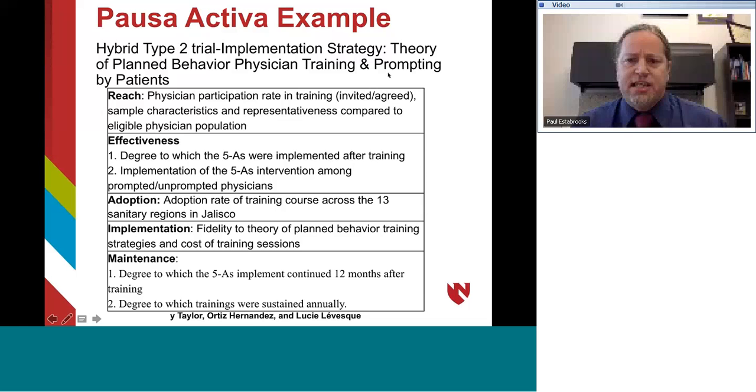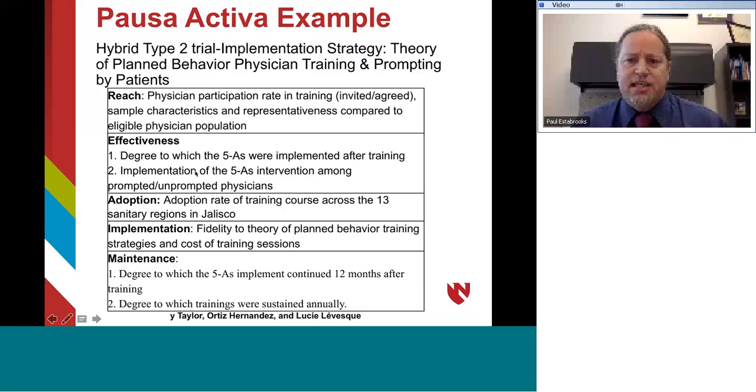And so for this, the way that we have REACH defined is the physician participation rates in the training. Again, those that agreed to participate versus those that were invited. And we also look at the sample characteristics and representativeness compared to the eligible physician population. So again, this is an implementation strategy. So it looks unusual for a lot of folks when they see REACH at a delivery agent level. But in this case, the people who are intended to have their practice improved are the physicians. And so they're the target population for the implementation strategy.